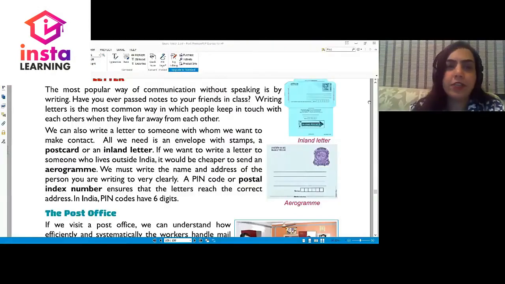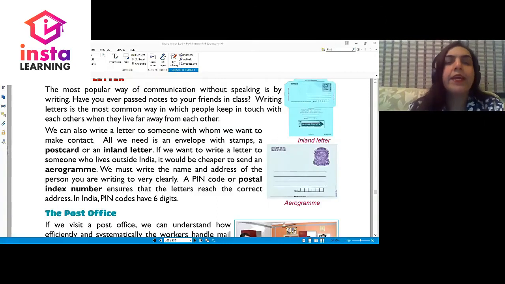If you want to write a letter to someone who lives outside India, it would be cheaper to send an aerogram. Let me show you pictures of inland letters and aerograms right here on your screens. You can see on the right hand side. This is the inland letter and the aerogram.